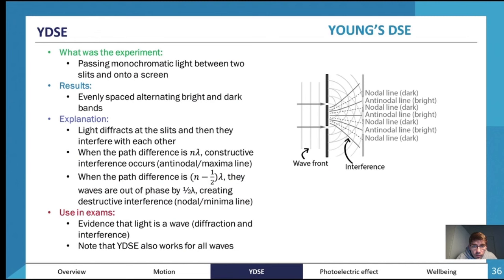Let's focus a little bit on Young's double slit experiment and the photoelectric effect. These two are kind of tricky. Have a look at the slits and explain what's happening. What do you see there?